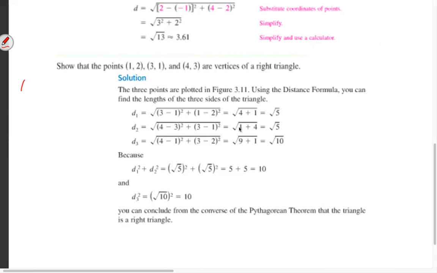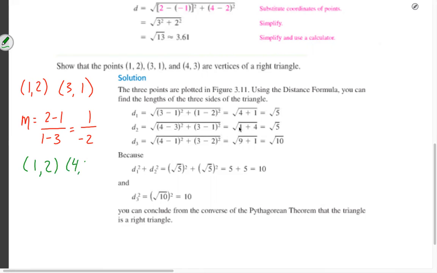Now for me, I just would have found the slopes like this. I would have said, okay, 2 minus 1 over 1 minus 3. I would have said that's 1 over negative 2. Then I would have said 1, 2, and 4, 3. I would have said my slope here was 2 minus 3 over 1 minus 4. So it would have been negative 1 over negative 3. So that's 1/3.